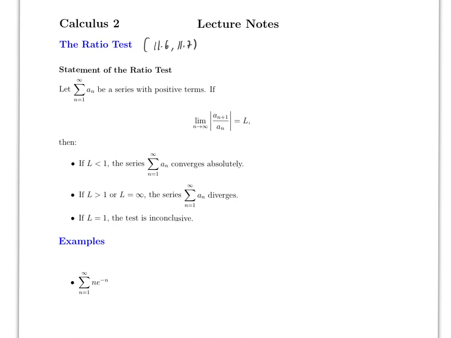So the ratio test says the following. If you have a series with positive terms, and then you take the absolute value, so this is actually going to be called also absolute convergence, and we'll talk more about that a little bit later too. So you take the limit of the ratio, that's why it's called the ratio test. If you get a number that is less than 1, then the series converges absolutely. If it is more than 1, then it diverges. And if it is equal to 1, it's inconclusive.